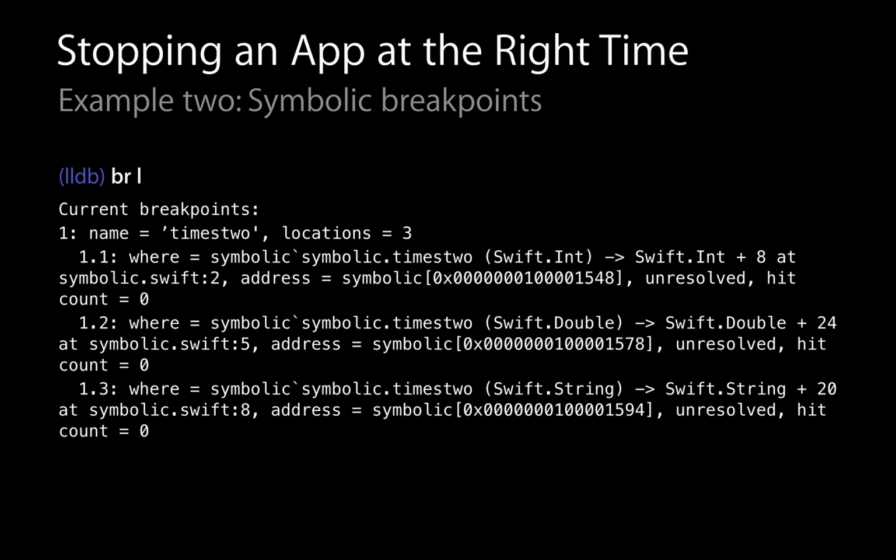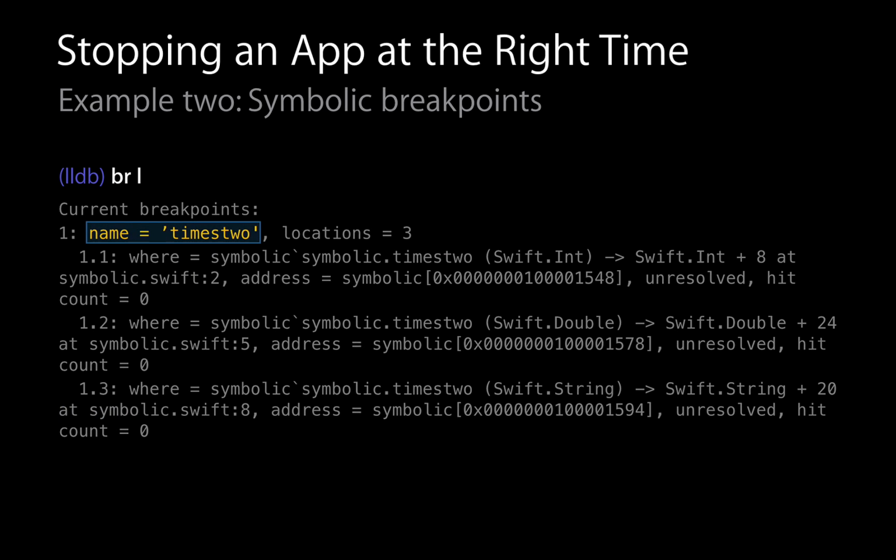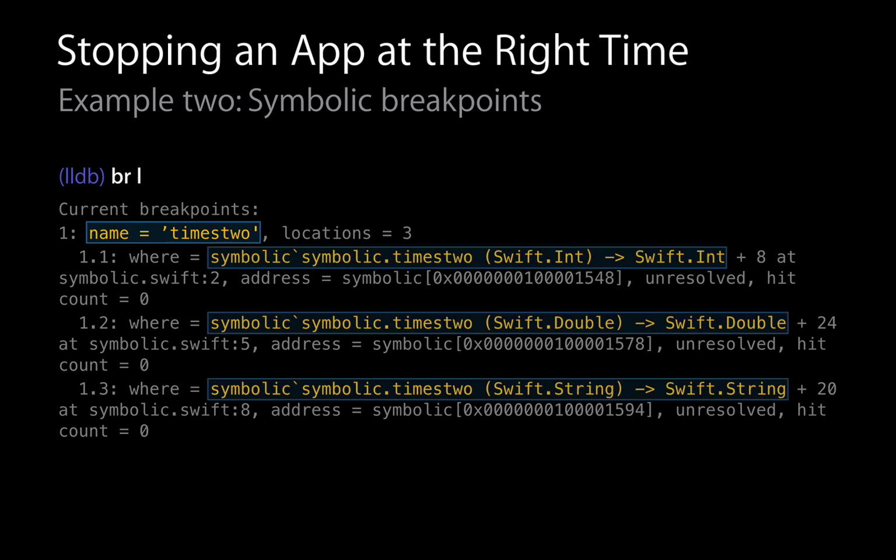Now, if you do a breakpoint list, you see some more information that can be very valuable. The first thing, of course, is your specification. You said you wanted the name to be times2. The next part is all the locations that lldb found for your breakpoint. In this case, it found the location where you were processing an int and returning an int. It also found the same thing for double and the same thing for string.